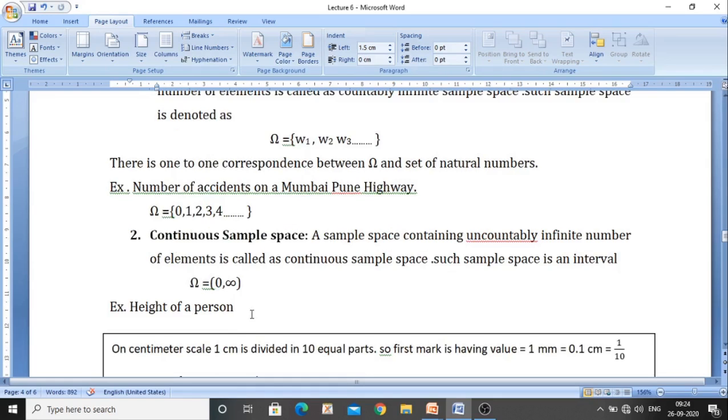The height of a person is also a continuous sample space. Now you may say my height is 5.1. So how can it be a continuous sample space? When we say 5.1, what does it mean? My measuring instrument has some limitations. That means the markings are there, so we cannot go into it accurately.